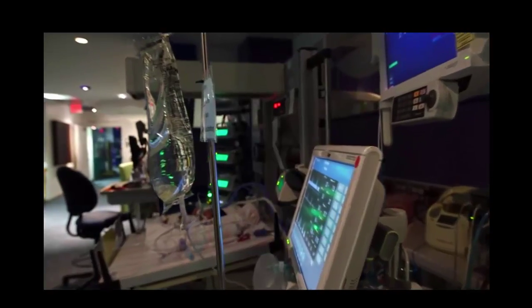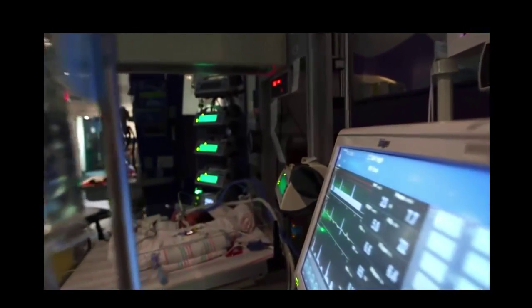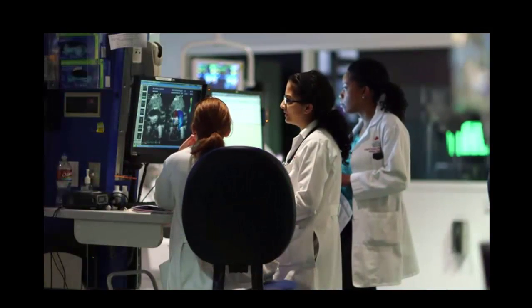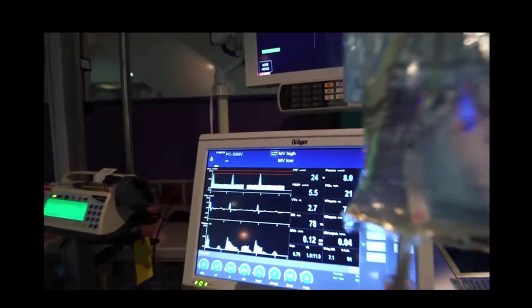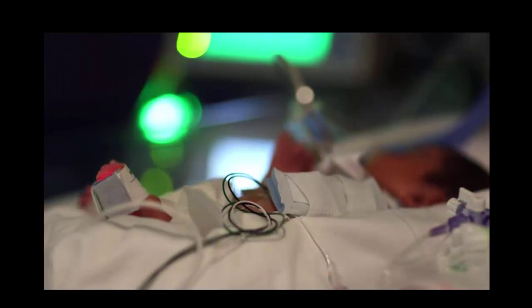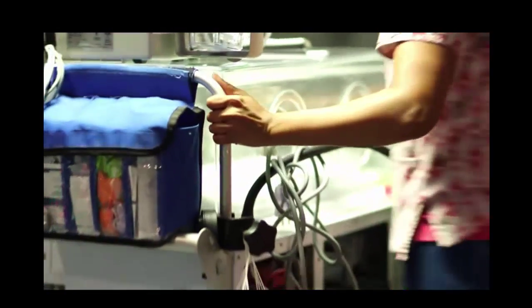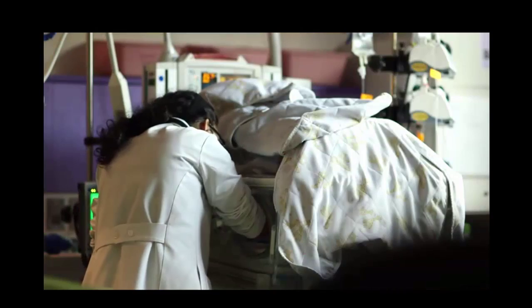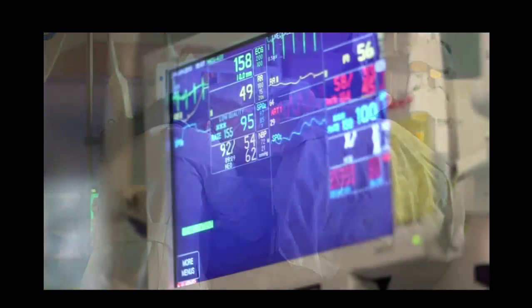RSV is a virus that we actually all probably get infected with every winter that makes us feel bad but doesn't make us very sick. It just so happens that in very predisposed populations, i.e. former premature babies and babies with some lung disease, it can make them pretty sick. RSV can also cause a term baby who's not predisposed to get pretty sick.